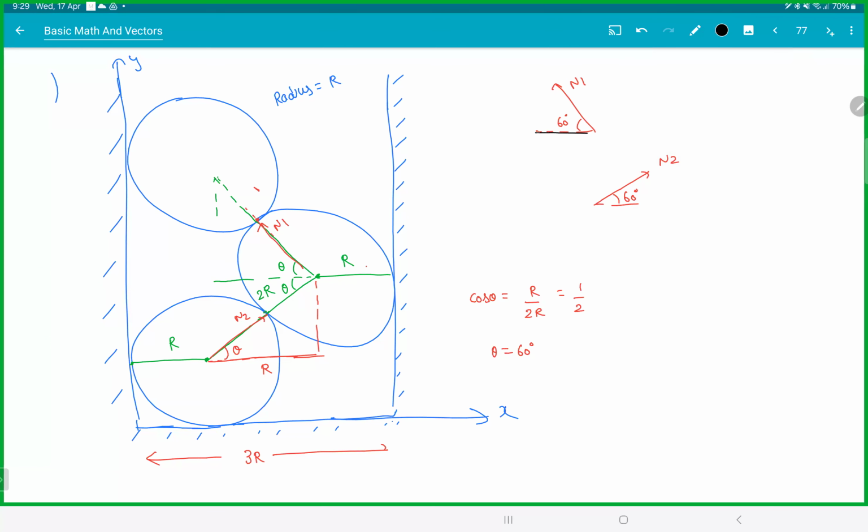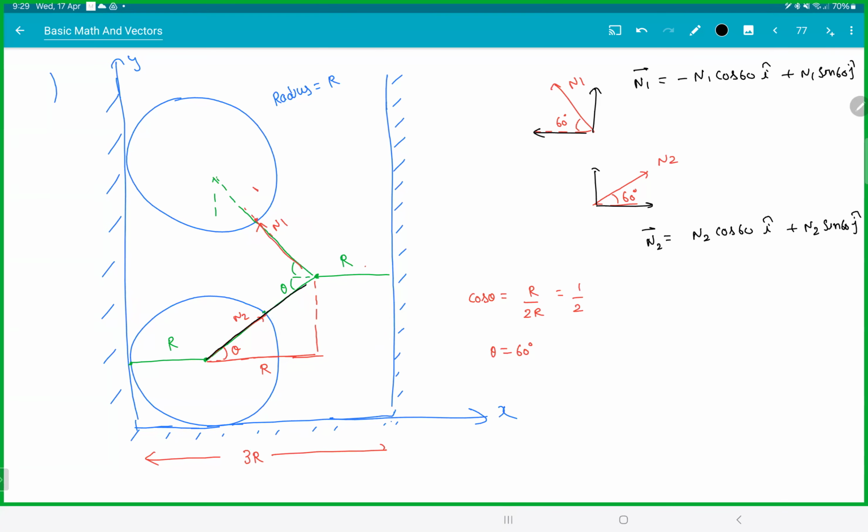So if you take the components, this would be horizontal, this would be vertical. So N1 bar will be minus N1 cos 60 I cap plus N1 sin 60 J cap. You can simplify. This guy would be this way and this way. So N2 bar would be N2 cos 60 I cap plus N2 sin 60 J cap. Please check. Once you got the angles, question becomes quite easy. Getting the angles is the main thing. So this length here is 2R.